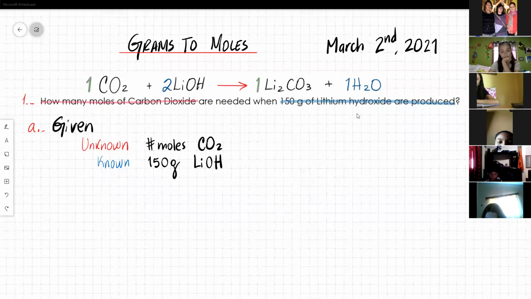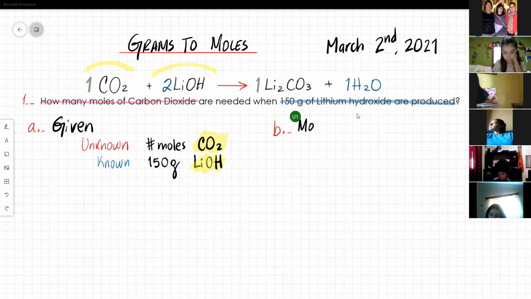So what I do in the following step is I will relate the two substances. Unknown and known are going to be related. When you relate the two substances, LiOH and CO2, okay, that's what you have to relate, the two substances. So what you do after is the second step, that is the molar ratios. Molar ratios is the second step. So relating the two substances, you're going to write the molar ratios.